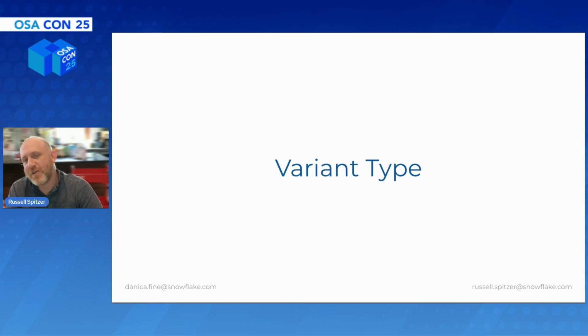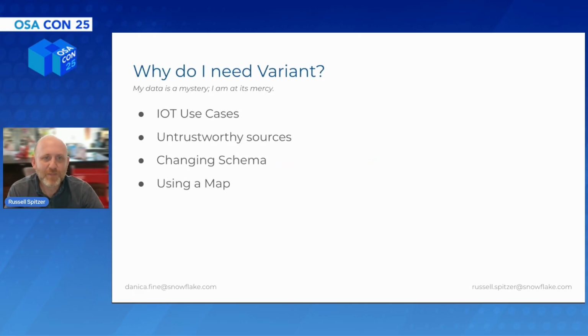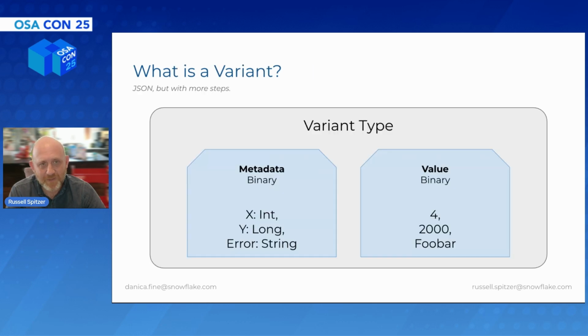Variant type is a whole new data type that's been added to Apache Iceberg. You can basically think about variant as that semi-structured data type that you need if your schema is basically untrustworthy. You don't know what's coming in. It might change all the time. If you're ever using a map type in your data, this is basically a better implementation of using a map if you have some kind of regularity to your schema.